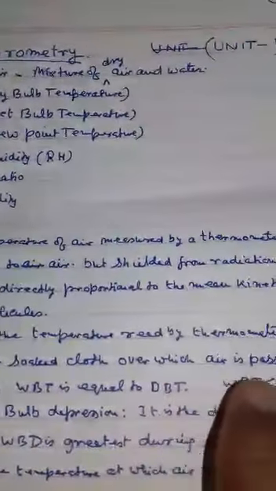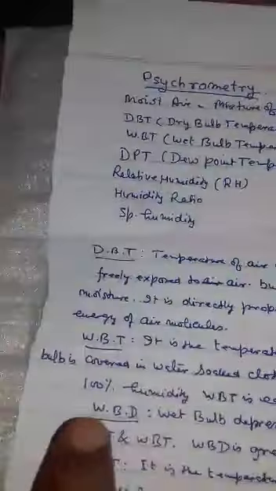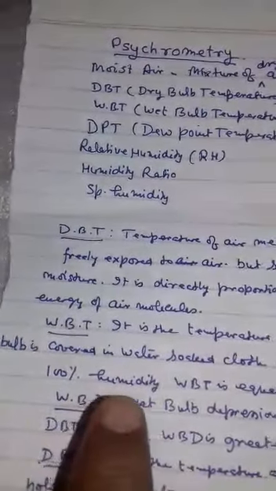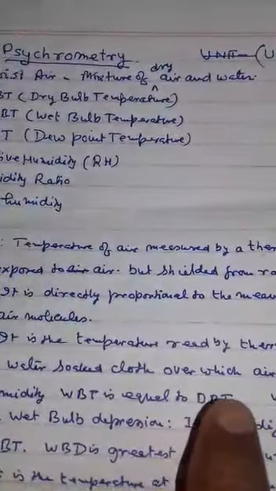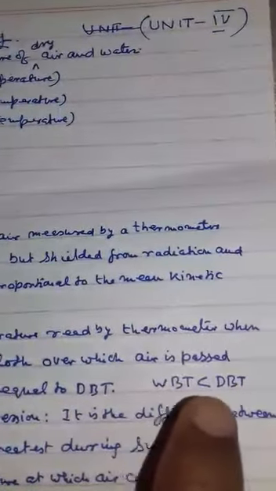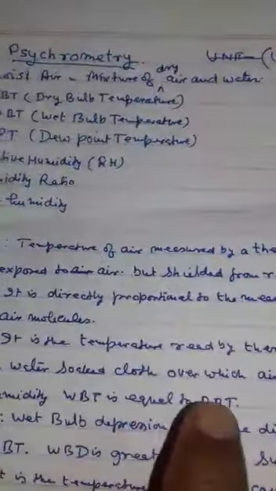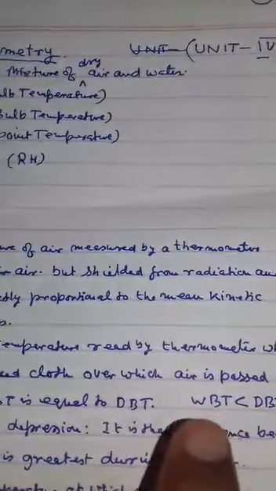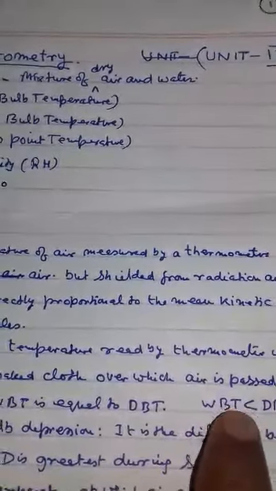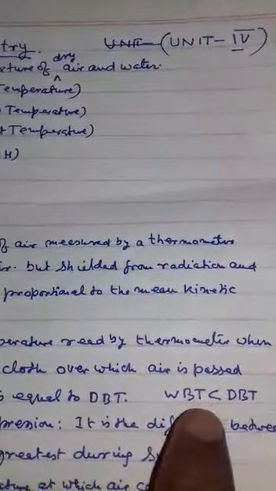Then at 100% humidity, wet bulb temperature is equal to DBT. जब ह्यूमिडिटी 100% हो जाएगा तो उस केस में WBT और DBT बराबर हो जाते हैं. एंड वैसे WBT इज ऑलवेज लेस देन DBT. नॉर्मल केस में it is always less than DBT.